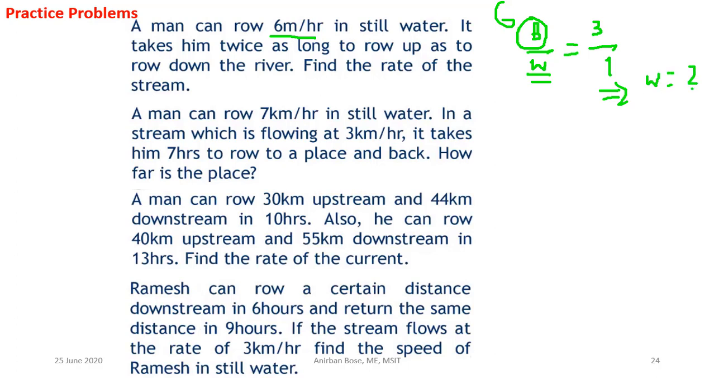So now coming to the second problem. A man can row 7 km per hour in still water in a stream which is flowing free. So both B and W are given. It takes 7 hours to row to a place and back. That means both upstream and downstream. How far is the distance?